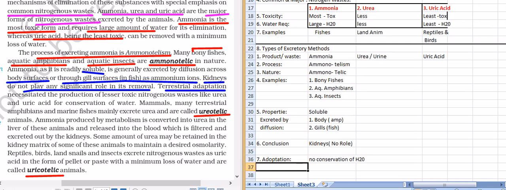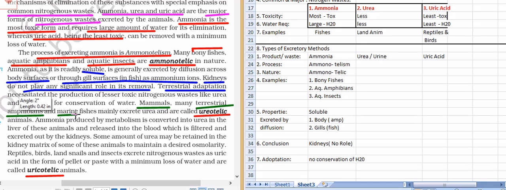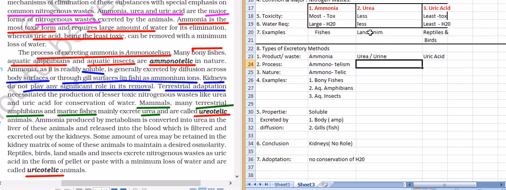Now the next topic comes here. It's completed. The mammals, the first example, mammals and terrestrial amphibians and marine fishes, will excrete urea and are called ureotelic. So here we have to write ureotelic, so it's ureotelism. So this type of nature is what?